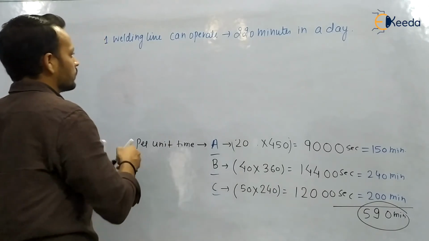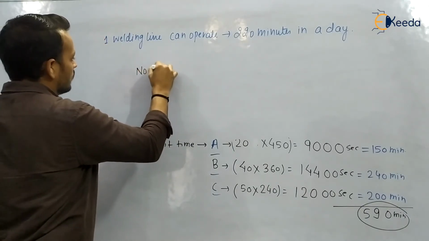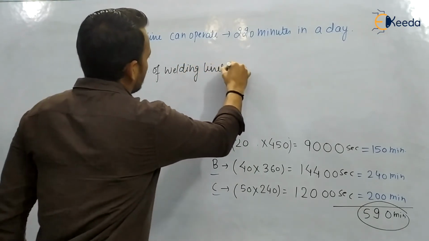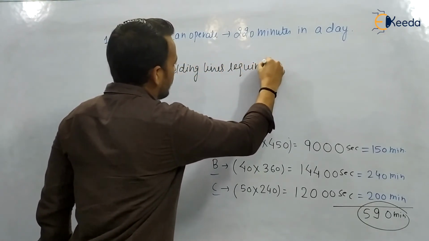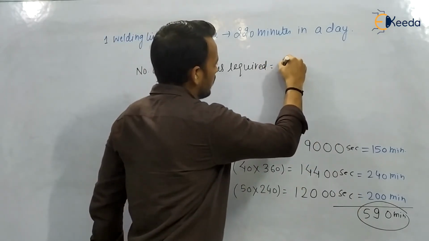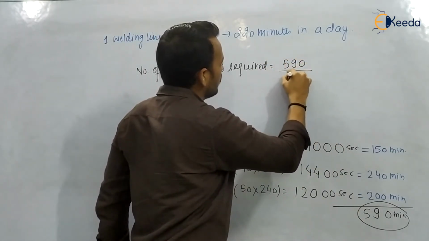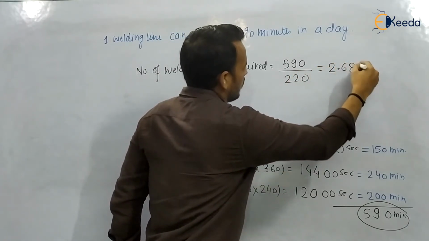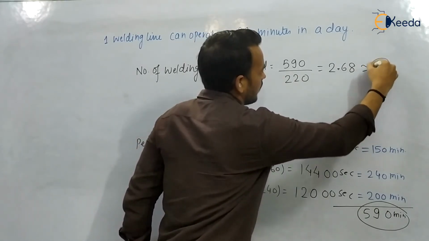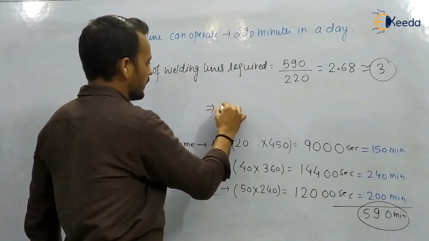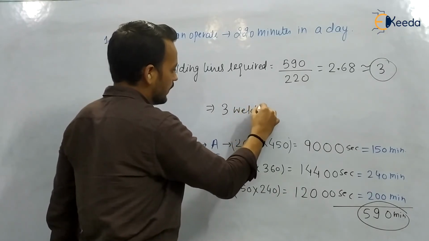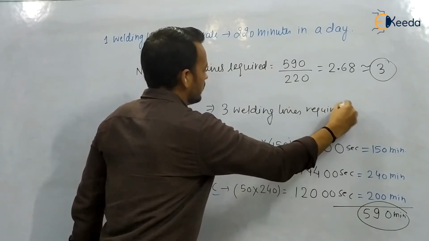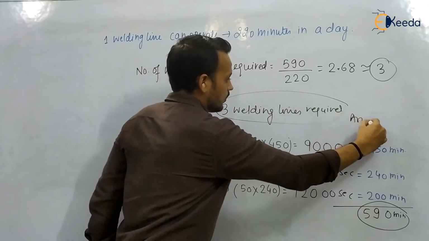So the number of welding lines required is the total time, 590, divided by 220. It is going to be 2.68, so approximately we can write 3. It means 3 welding lines are required. This is the answer.